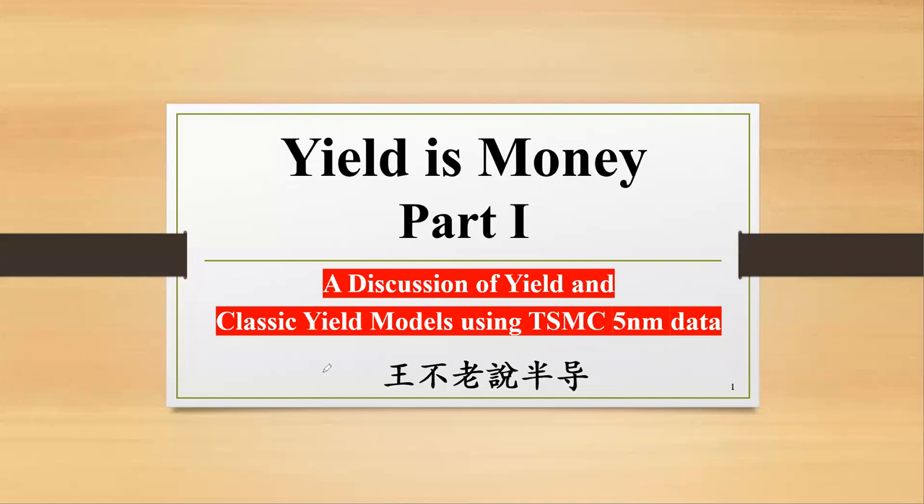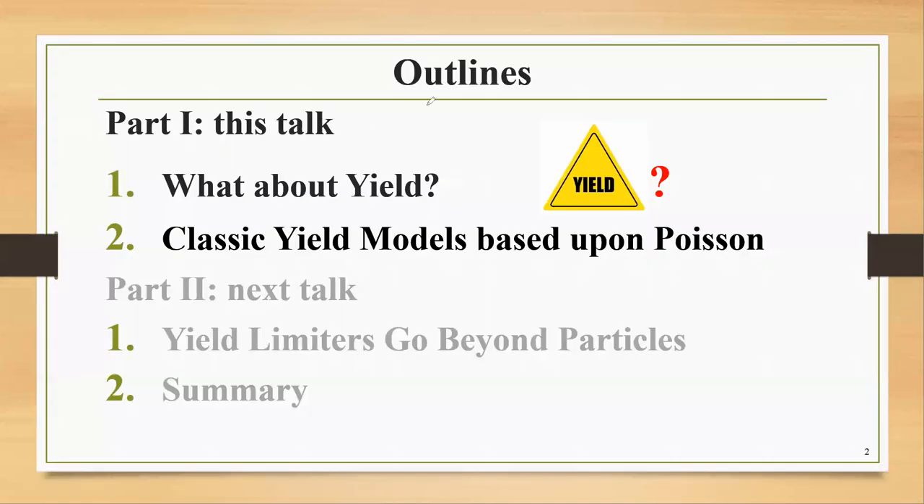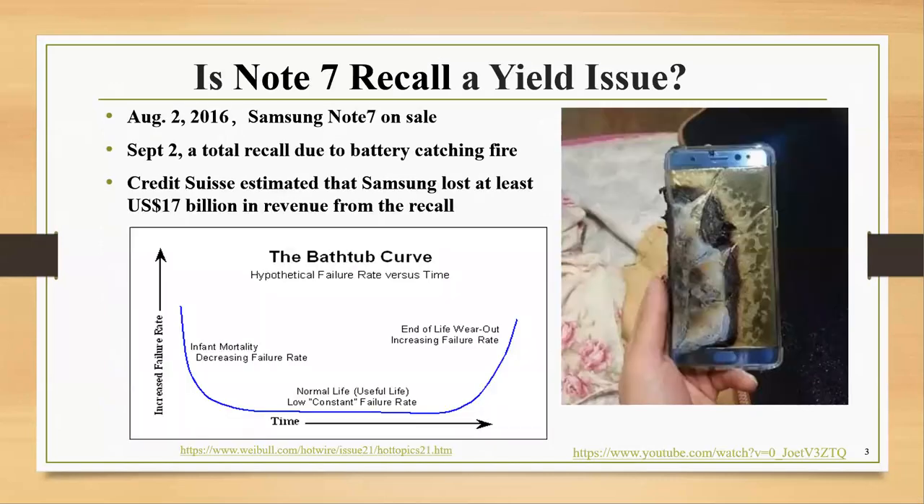As usual, when I present something hardcore, I would like to give you some interesting icebreakers. So I have an interesting icebreaker for you later. Before that, I will give you the outline of my talk. This talk has only two segments. What about yield? Chapter one, and classic models based on Poisson distributions. Okay, the icebreaker is this.